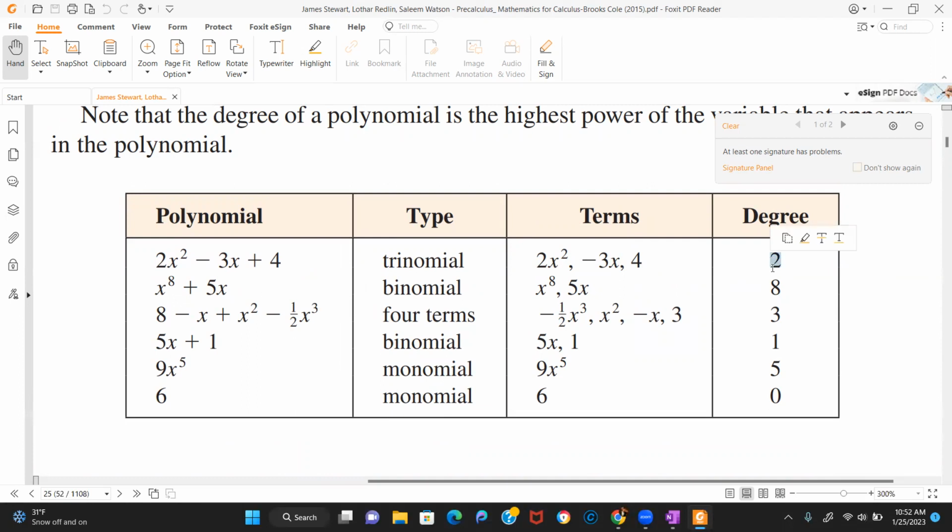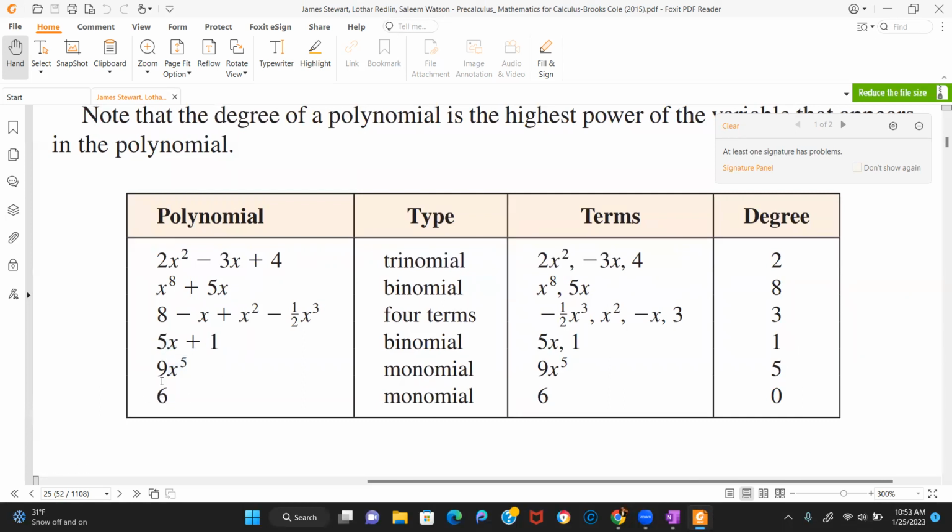Now this is listing the terms, and then this is the degree. So this is a second degree polynomial. This one is an 8th degree because the highest power of x is 8. This one is 3rd degree, the highest power of x is 3. And the highest power of x here is 5, so that's a 5th degree polynomial. This one is just 6, but really it's 6 times x to the 0, so that means it's a 0-degree polynomial.